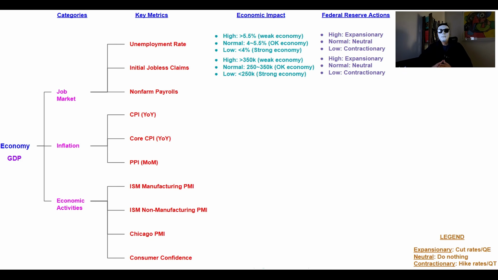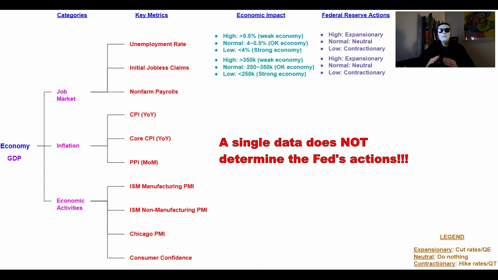Now, one thing I'll note at this point is that, as proven by the recent actions of the Fed, a single data, such as unemployment rate or initial jobless claims, does not determine the Fed's actions. Even if the job market is overheated, depending on political situations and other factors in the economy, the Fed may make different decisions taking into account other circumstances. Please remember this. A single data does not determine the Fed's actions, but you need to take a holistic view. I'm only explaining the basic concepts of each data.